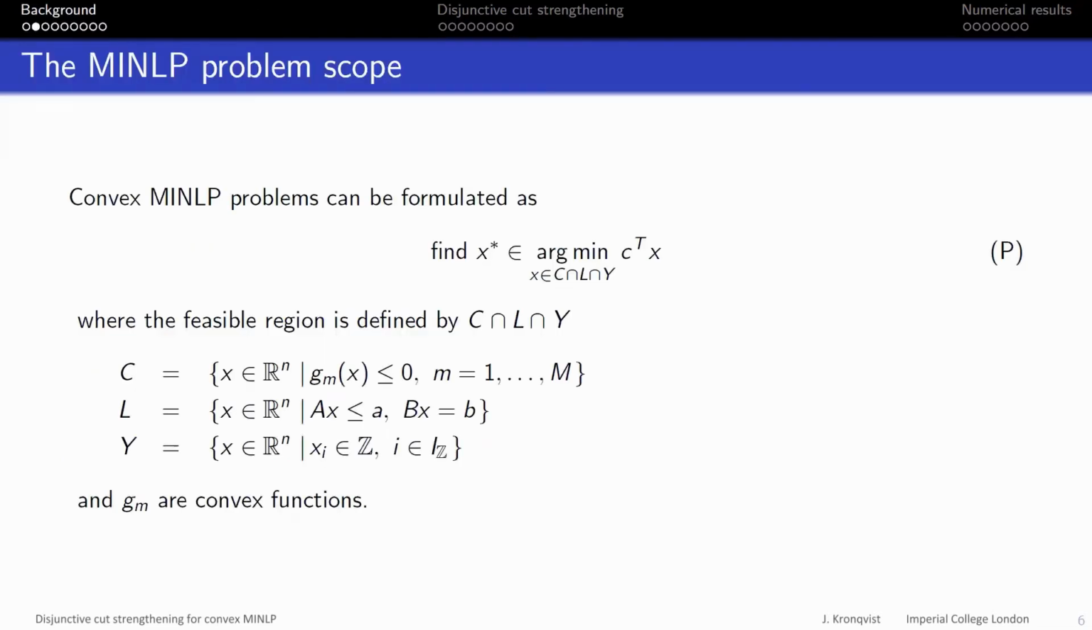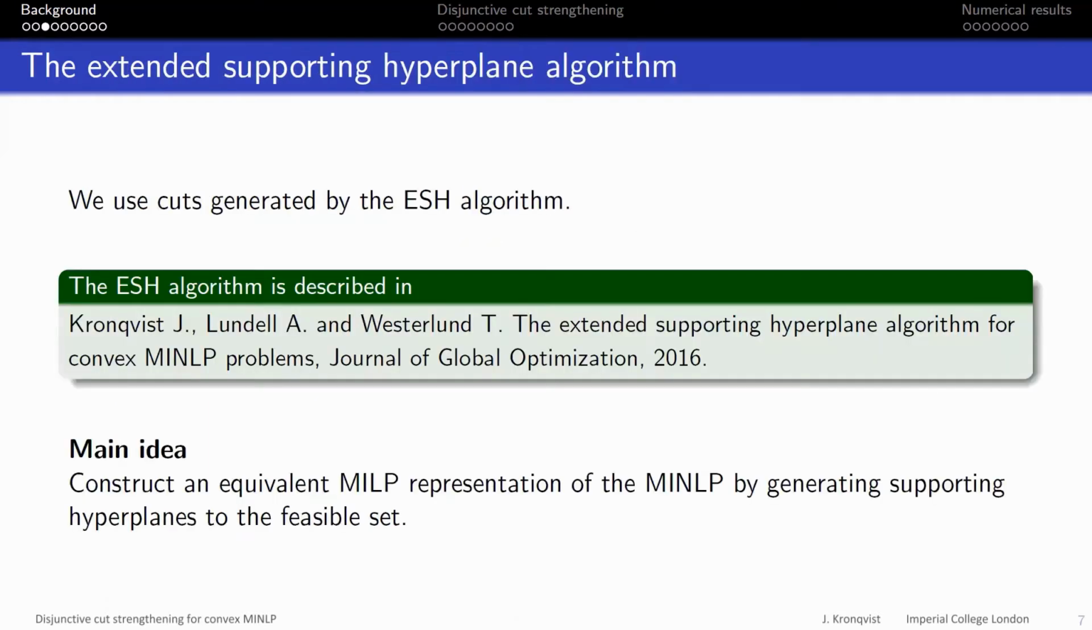First, a convex MINLP problem can be formulated as follows. We want to find a point that minimizes a linear objective function within the intersection of the sets C, L, and Y. Here the set C is given by the nonlinear constraints, and all the nonlinear functions must be convex. The set L is defined by the linear constraints, and finally we have some integer restrictions in the set Y. I also want to briefly describe the extended supporting hyperplane algorithm because we are going to use the cuts generated by the ESH algorithm in our cut strengthening procedure.